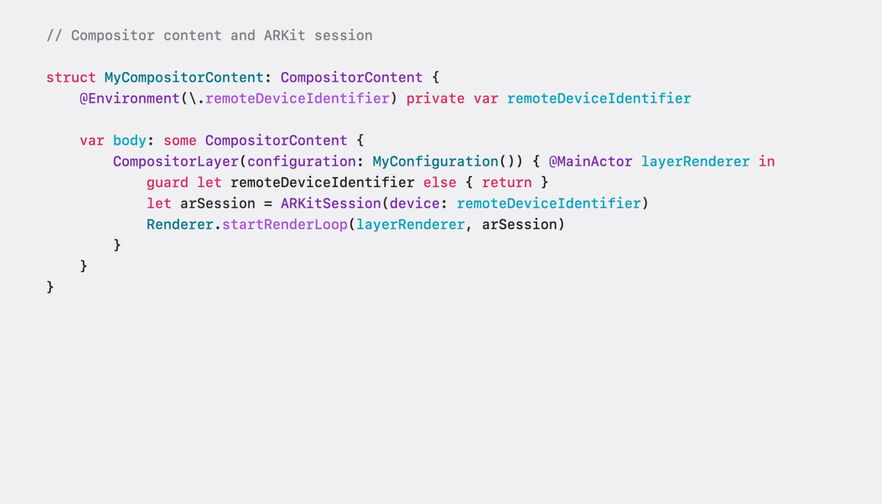The last part of my app is my compositor content. It has my compositor layer and my ARKit session. I create and use a compositor layer the same way I did on visionOS. I access the new Remote Device Identifier SwiftUI environment object and pass it to the ARKit session initializer. This will connect my Mac's ARKit session to Vision Pro. Last, I start my render loop like I would on a typical Metal immersive app.